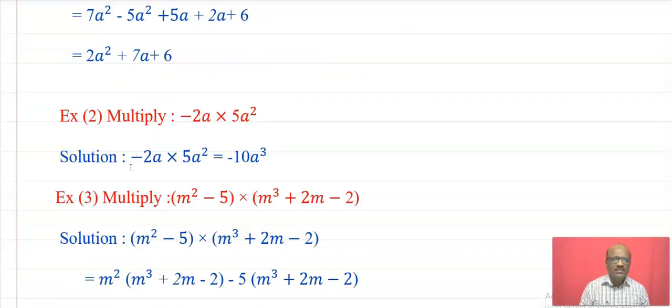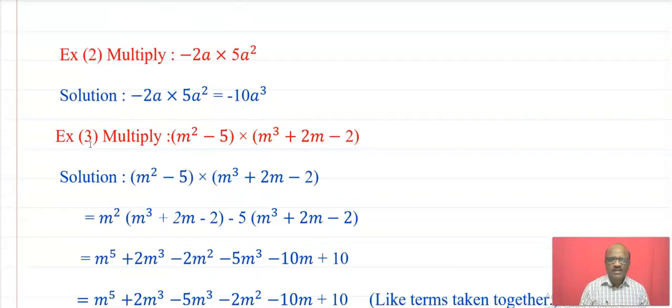Now the next is a multiplication, that is minus 2a into 5a square. Now the multiplication of their coefficients, that is minus 2 into 5, that is minus 10, and by the law of indices, a into a square, the power of a is 1, 1 plus 2, that is 3. Therefore it is minus 10a cube.